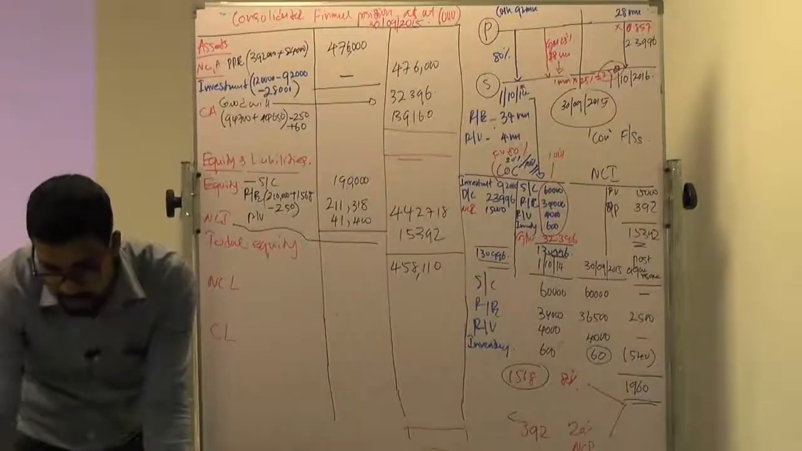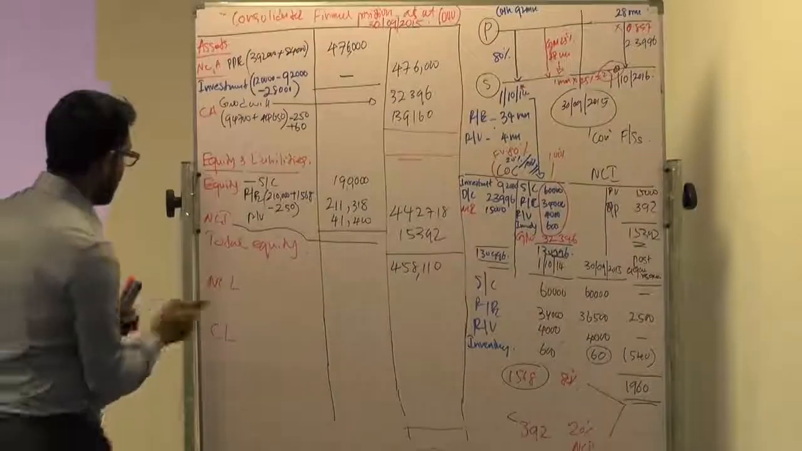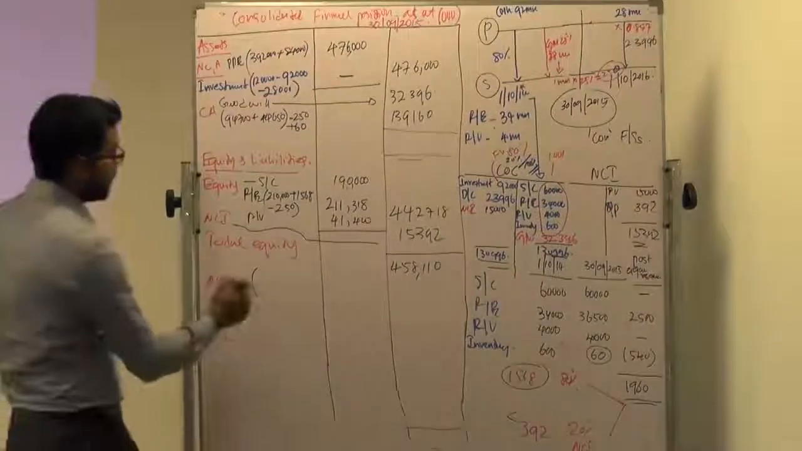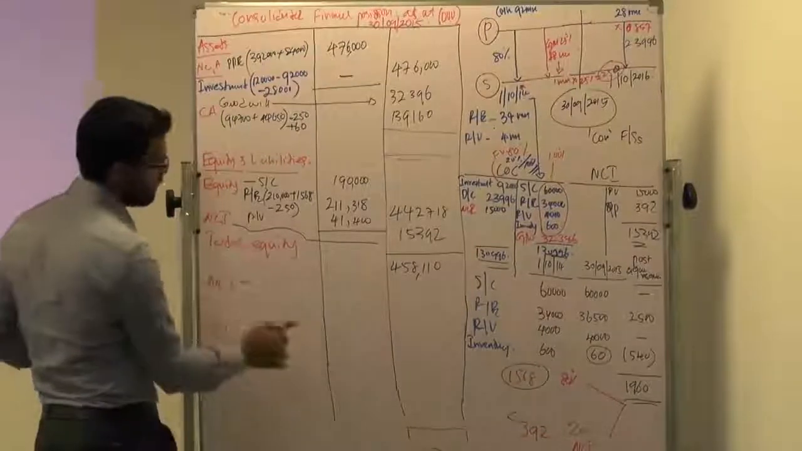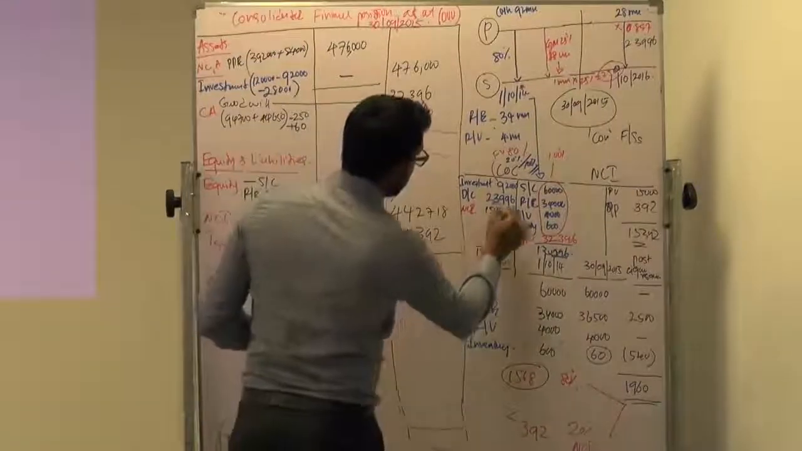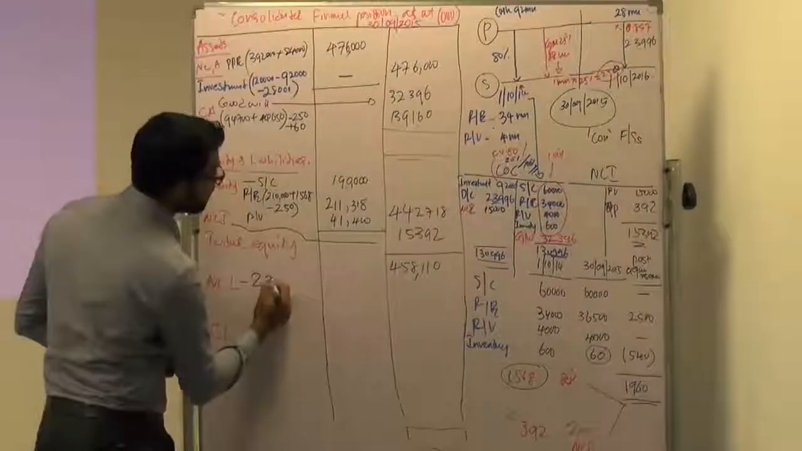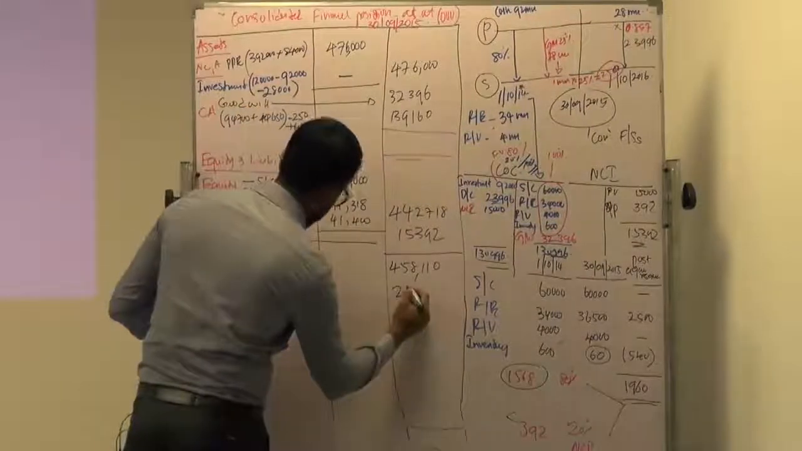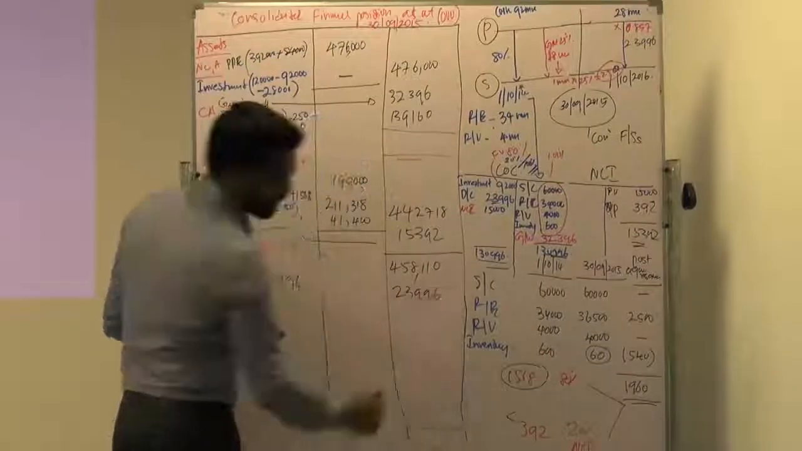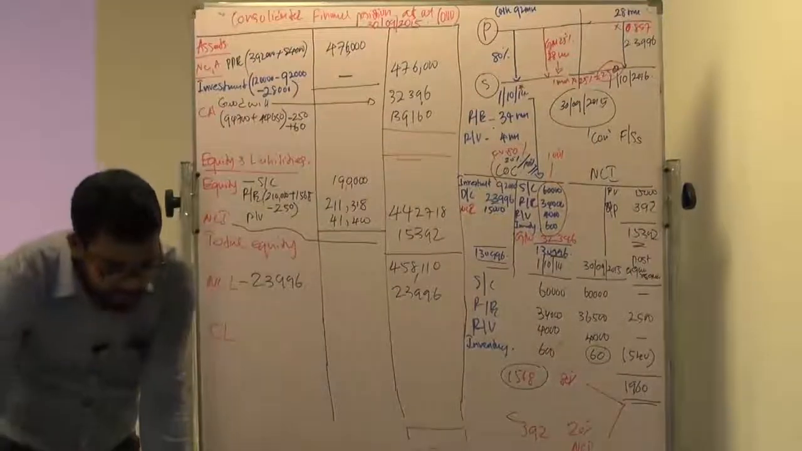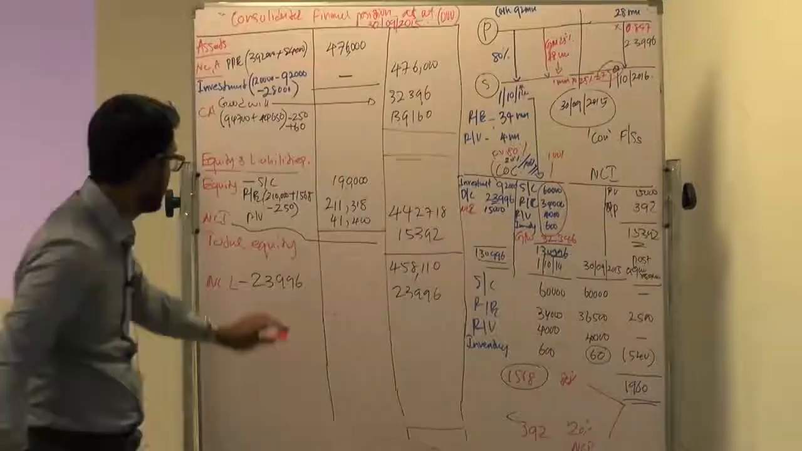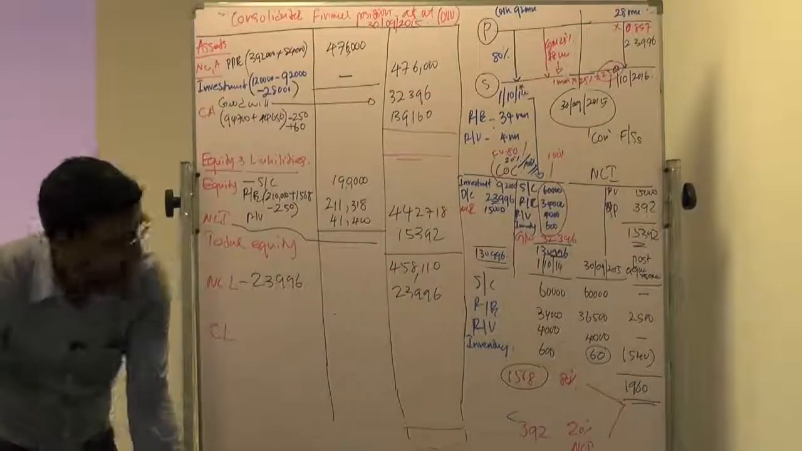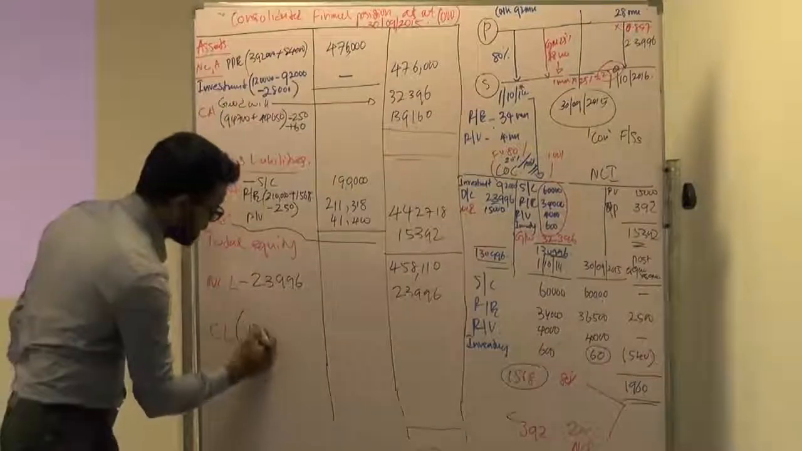Non-current liabilities, deferred consideration. You have 28,000, but you can't keep 28,000 here. Right? You have to consider only the fair value of it. How much? 23,996 here. Right? Deferred consideration. Why? Because present value of future cash flows. And current liabilities you have 100 straight away.